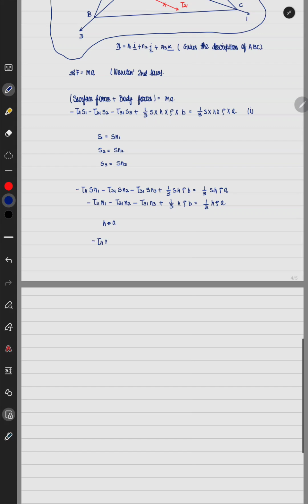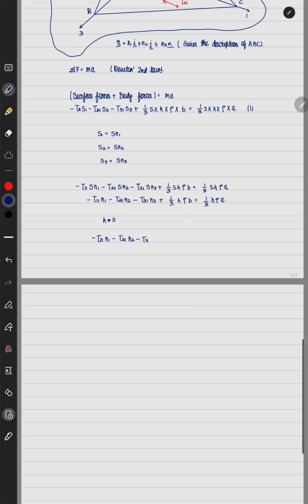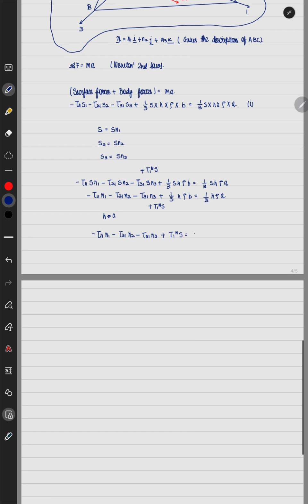Tau 11 N1 minus tau 21 N2 minus tau 31 N3. Sorry, there is one term that is missing. Here will be T1N into S, that I have missed, plus T1N into S is equal to 0, or I can say plus 1 by 3 into H into rho into B is equal to 1 by 3 into H into rho into A. Because H tends to 0, this will vanish.